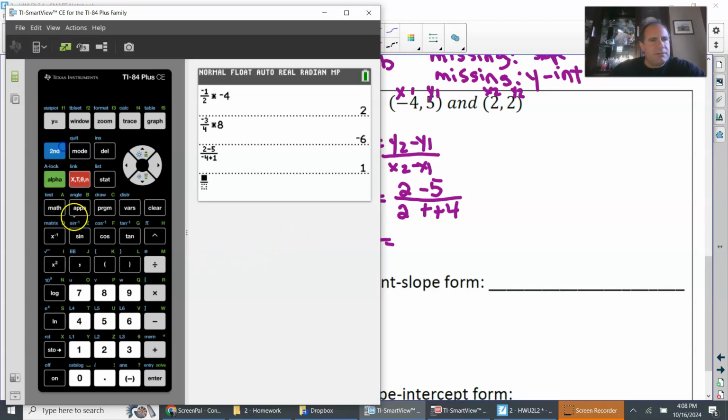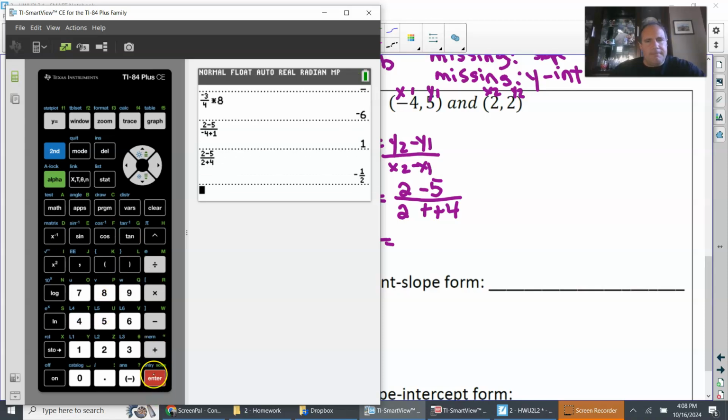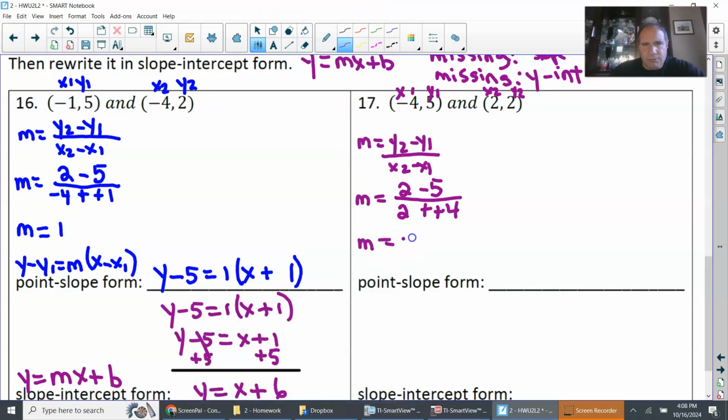So alpha x, and I'm going to put 2 minus 5 on the top in the numerator, and then 2 plus 6, 2 plus 4. And you get negative a half. Let the calculator do the work for you. Don't try to do it separately. All right, so you have m equals negative a half, and you're good to go with the slope.